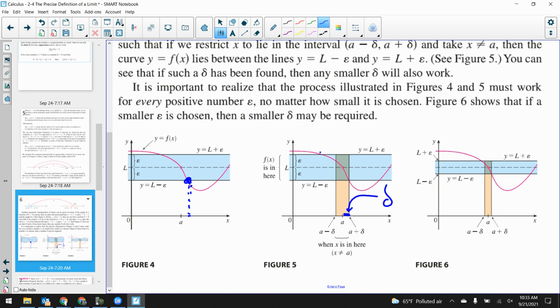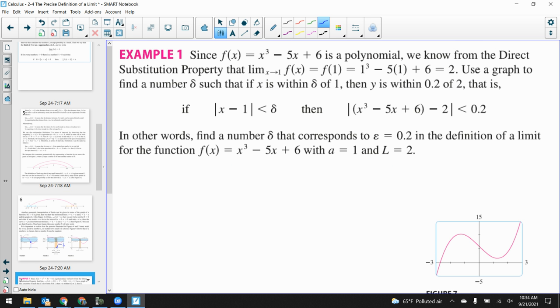And then figure out that's going to be your delta. Your difference away from your x value, that's going to be your delta. Okay? And what the process is saying is, if I choose my delta to be smaller and smaller, that's going to narrow my focus to be smaller and smaller in my epsilons. Okay? So let's take a look at this example here.